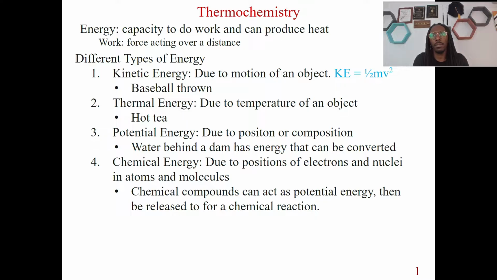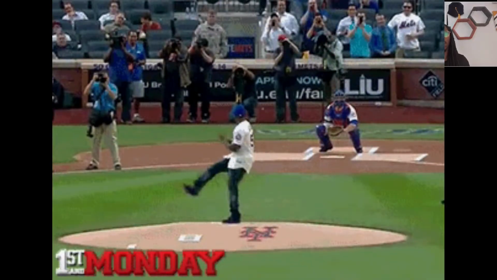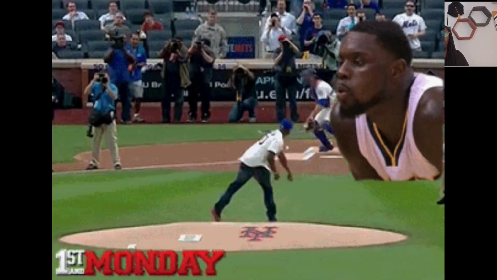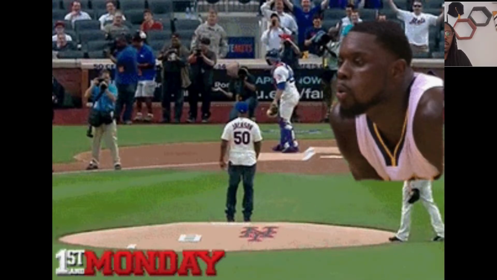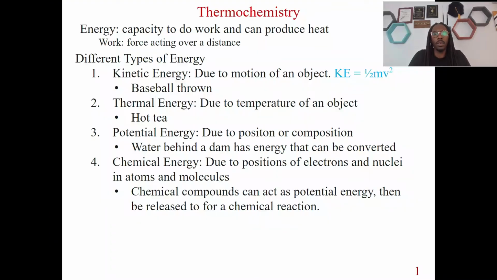Now, there are different types of energy that you guys have already probably been exposed to. Kinetic energy, where this is all about motion. If you remember the equation, KE equals one half mass times v squared. So kinetic energy is just like me walking, or throwing a baseball or something like that. Thermal energy, an example is hot tea. And thermal energy is all about the temperature of an object.